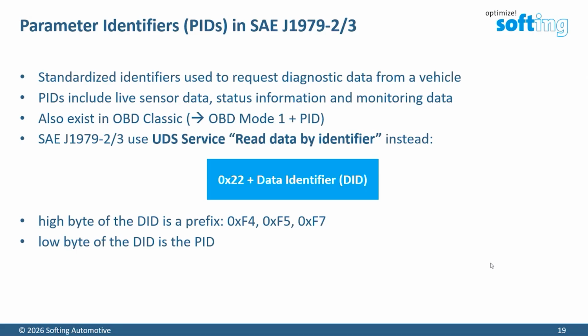It starts with the service ID 22 combined with a 2-byte data identifier, the DID. And the high byte of the DID is a prefix here. It can be F4, F5, or F7. And the low byte of the DID is the PID. So this is how we can see the old world in the new world.